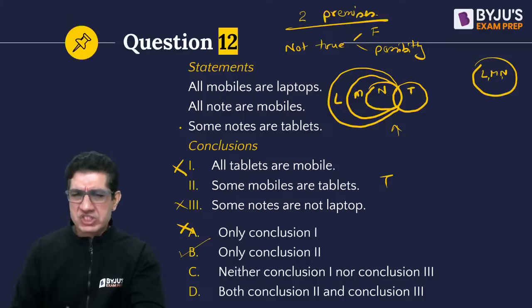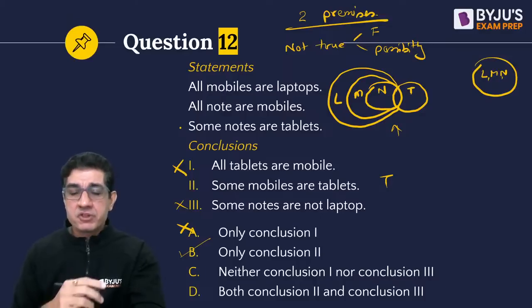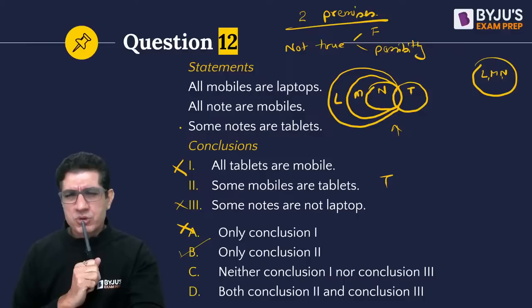So only conclusion second is true. Now if you say neither conclusion one nor conclusion two, अच्छा, इसको थोड़ा सुधारना पड़ेगा. बात तो ठीक बोल रहा है.